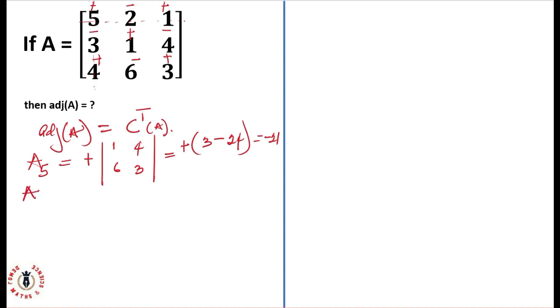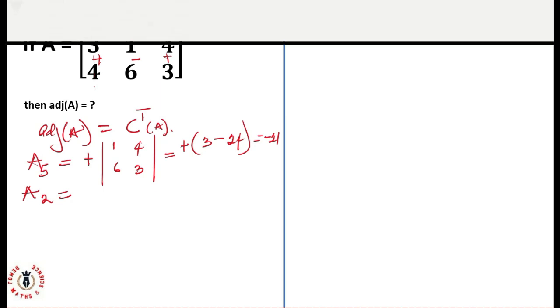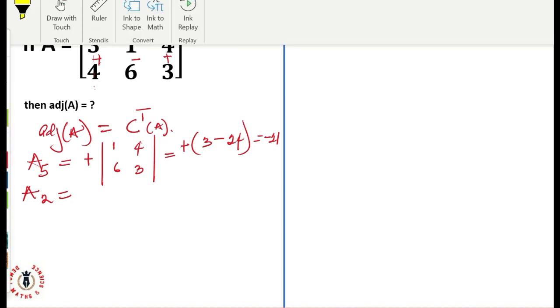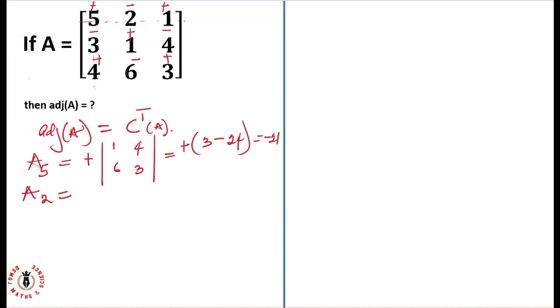The next thing will be to find A2. For A2, I'll still pick this row, then I'll pick the column along A2. Now the sign on A2 is negative, so I'll have the determinant of 3, 4, 4, and 3. So that will be minus, 3 times 3 will be 9, minus 16, which equals minus 7. So that's the same thing as plus 7.